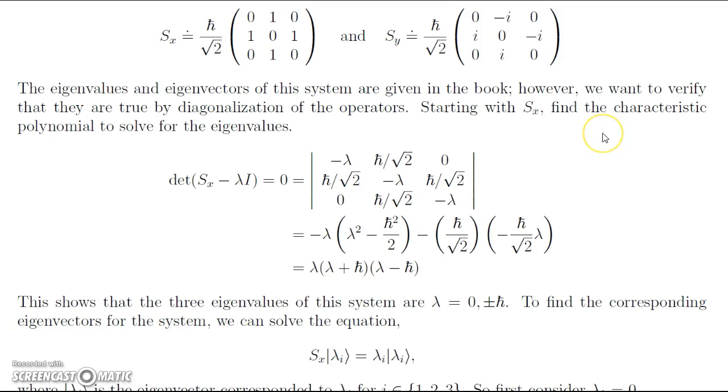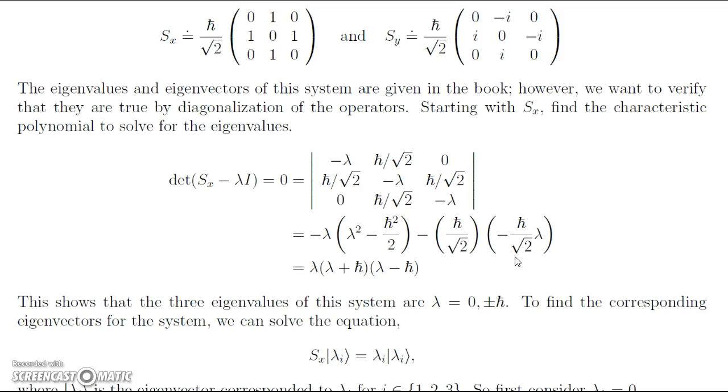We're going to start with the Sx operator and find the characteristic polynomial, because we know that the roots of the characteristic polynomial are our eigenvalues. So we have the determinant of Sx minus lambda I is equal to 0. Then we can solve with the determinant. We get this polynomial in lambda, and when we factor, we get lambda times lambda plus h bar times lambda minus h bar. This shows us that the three eigenvalues of the system are 0 and plus or minus h bar, which is exactly what we expected.